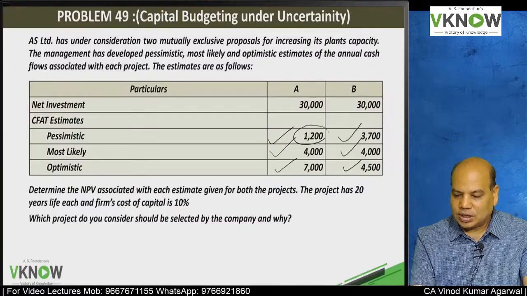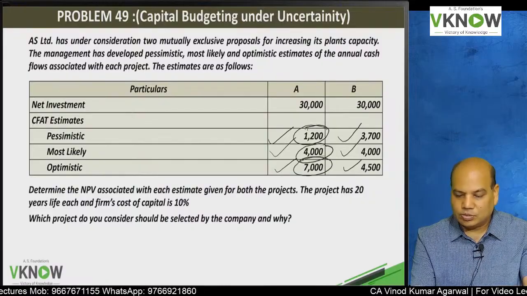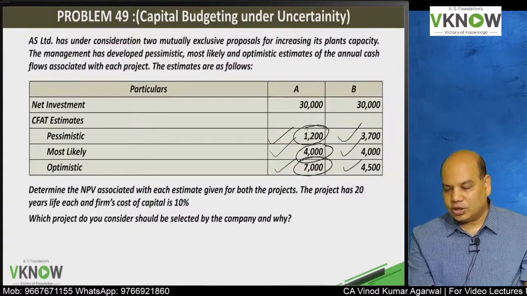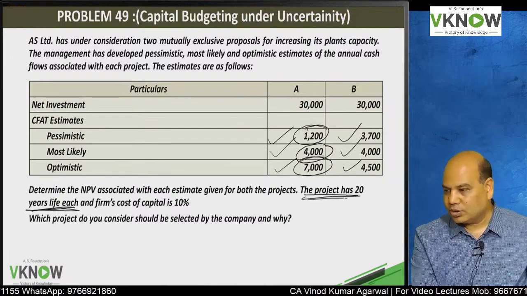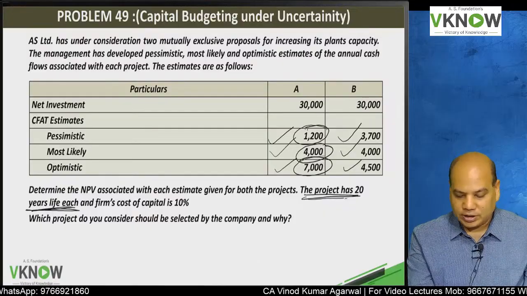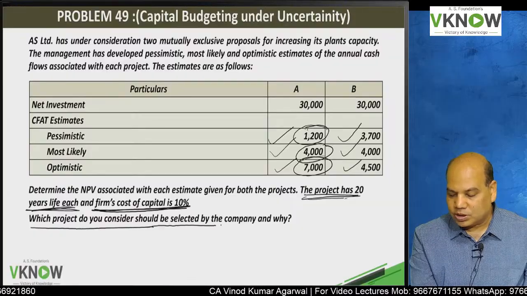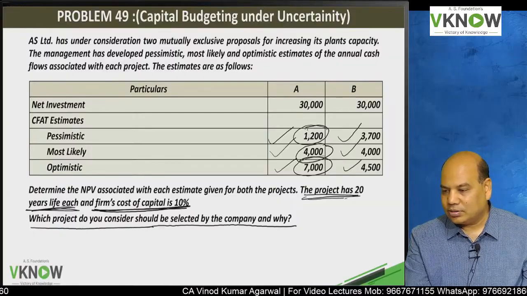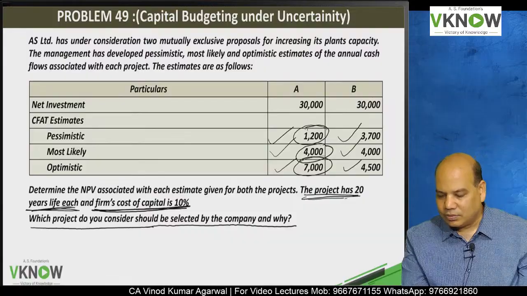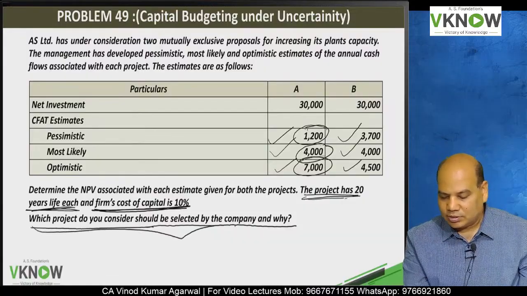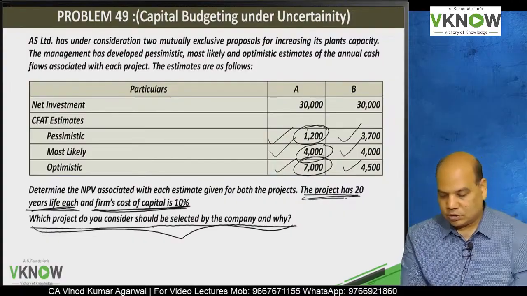NPV associated with each estimate means you will have to calculate 6 answers. If this is the cash flow, what is the answer? Same thing for B. The project has 20 years life each. So this PV factor you have to compute for 20 years and the cost of capital is 10%. Which project should be selected by the company and why? This time they have added one decision making question also. Okay, so I will solve.